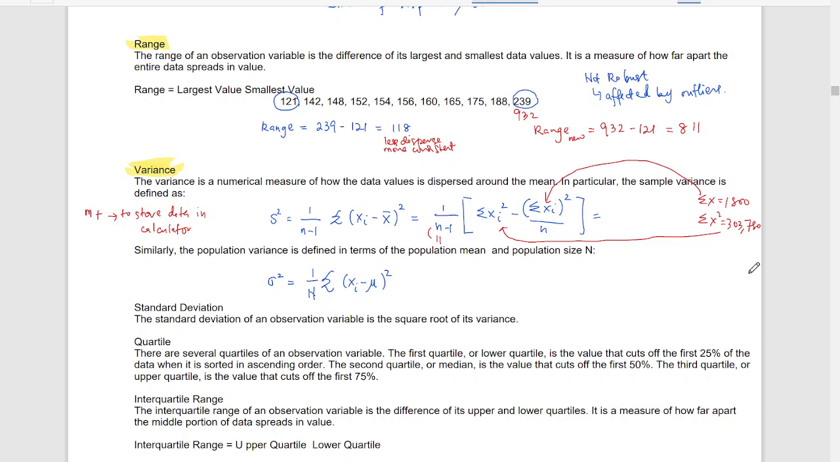Okay, under shift number 2, it will give you three options. The first option is x bar. So this is the first option, and then you have sigma x. So this is the second option, and you have sx. This is the third option.